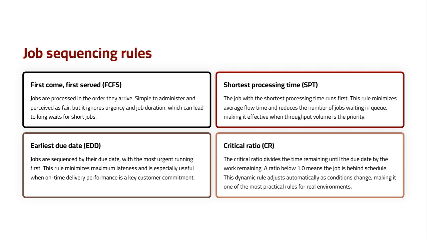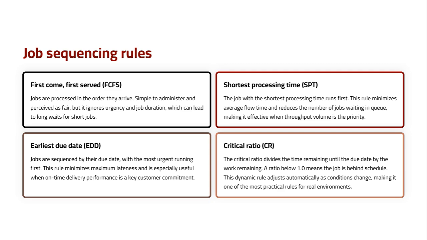Next up is shortest processing time, or SPT. Here, the job with the shortest processing time goes first, which helps minimize average flow time and reduces the queue, making it great when throughput is a priority. Then there's earliest due date, or EDD, which sequences jobs based on their due dates, prioritizing the most urgent ones to minimize maximum lateness. Perfect when on-time delivery is crucial.